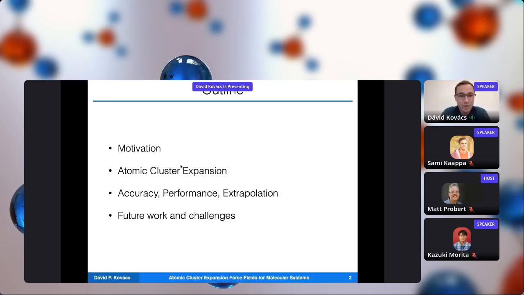So the outline of my talk is basically as follows. I'll quickly motivate the work that we are doing on atomic cluster expansion force fields for molecular systems. And then I will talk to you about atomic cluster expansion, which I will abbreviate as ACE. So ACE, as I look at it, is really the most general recipe for creating descriptors of atomic neighborhoods or environments. And so I will tell you why I think this is the most general of them, and this is also the most efficient, I'll argue.